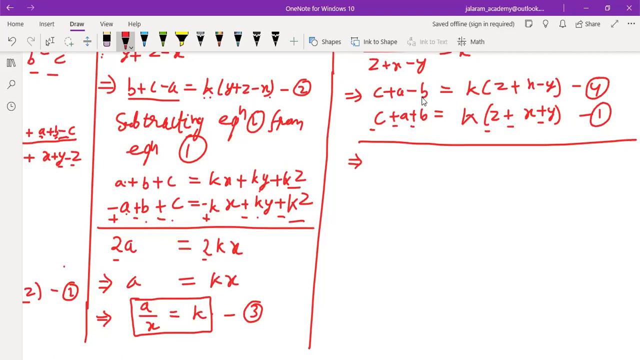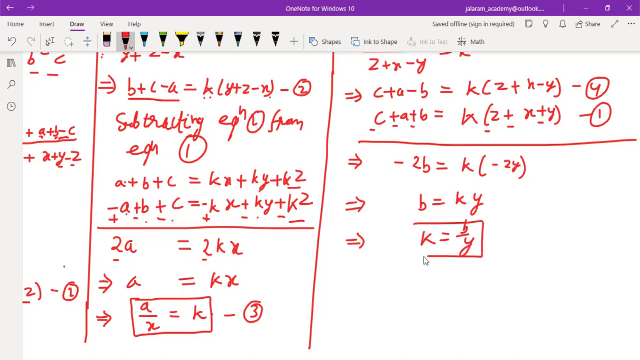C and c cancelled out, a minus a cancelled out, minus b, it will be minus 2b. K into z cancelled out, x and x cancelled out, minus y, minus 2y, minus 2 is also cancelled out from both sides. So b equals ky. It implies k equals b by y. Similarly, in the third, if we form the equation, I am leaving it for you as a practice. So k will be c by z.